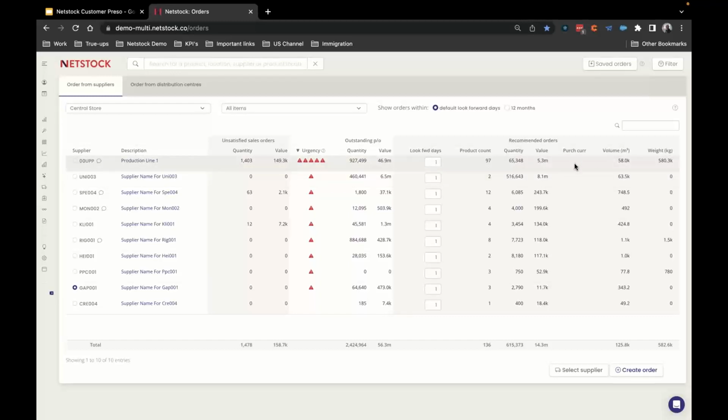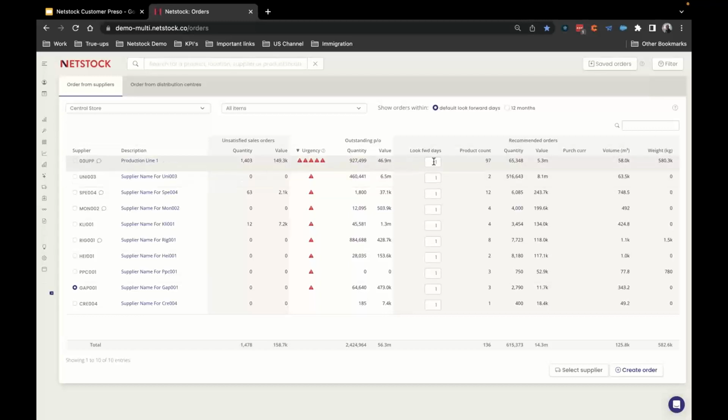The quantity, the volume. You can have a purchase currency if it's a different purchase currency over there. And also volume and weight if you need to optimize for container loads or truck loads. We're able to help calculate that as well, as long as you have those volumes and weights in your Sage ERP, we can help you optimize.